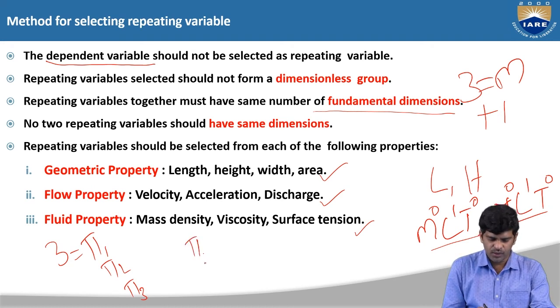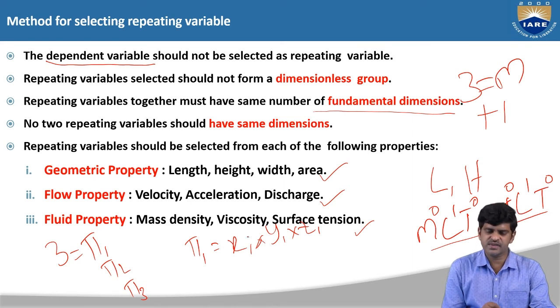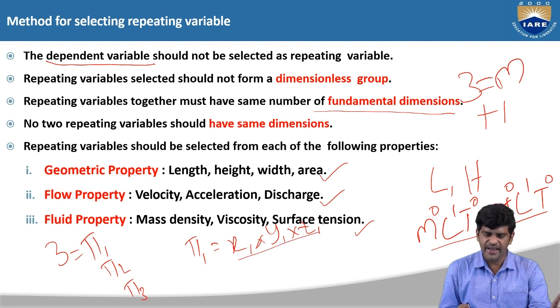So in pi1, we are going to select x1 into y1 into z1. And what is this x1? It may be from the geometric property, y1 might be from the flow property, and z1 might be from the fluid property. Means if any of the variables have been expressed in these properties, we can pick them as a repeating variable. But at the same time, the repeating variables we select should not form the same dimension groups. That is very, very important. And these x1, y1, z1 are called repeating variables.